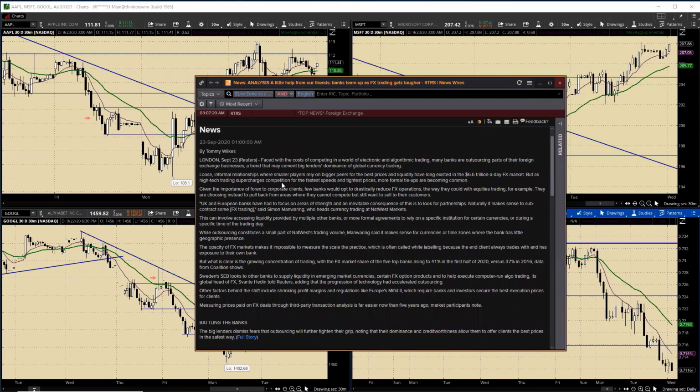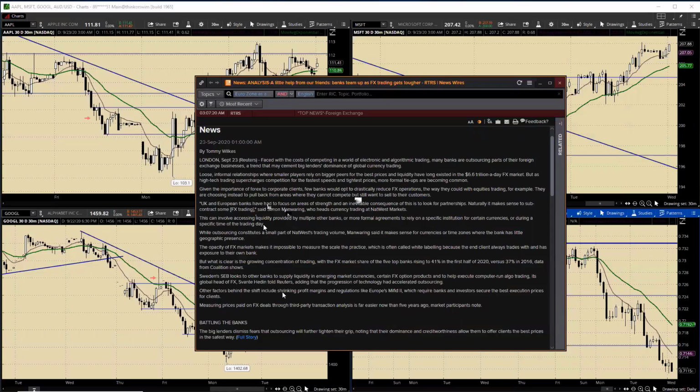Loose informal relationships where smaller players rely on bigger peers for the best prices and the liquidity have long existed in the $6.6 trillion a day FX market. But as high-tech trading supercharges competition for the fastest speed and tightest prices, more formal tie-ups are becoming common. Given the importance of the Forex to corporate clients, few banks would opt to drastically reduce FX operations the way they would with equities trading, for example. They are choosing to pull back from areas they cannot compete in but still want to sell to the customers.